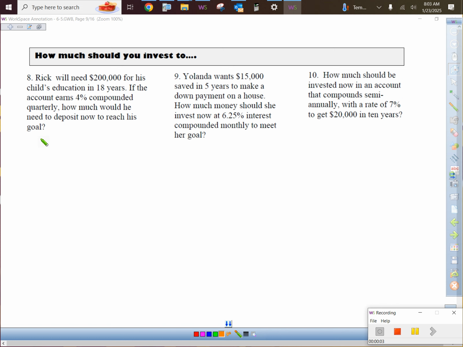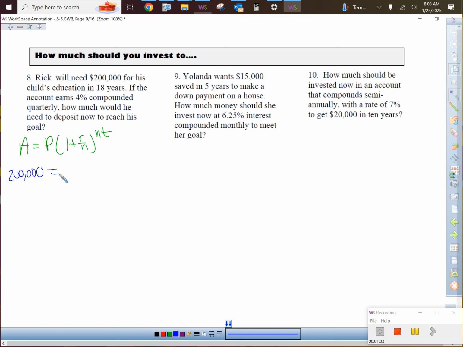What's different this time? What do we not know? The starting value. We don't know the starting value, which is called the principal, right? Do we know the ending value, though, in this case? Yep. So that actually goes in for A. You don't have to write this down, but here is the formula that we're using. We know A, so 200,000 is going to go in that. That's what Rick wants to have when we're all said and done.